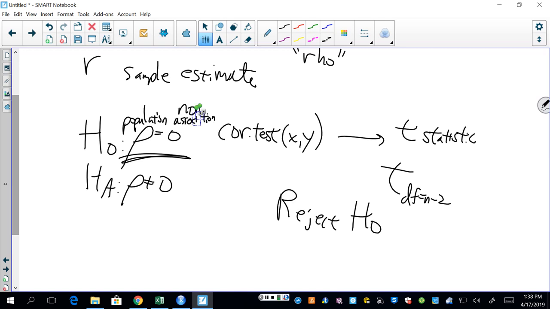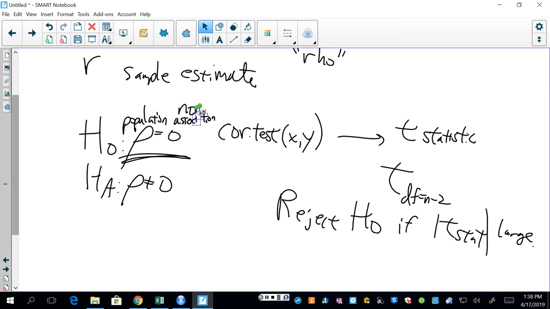We're going to reject H0 if our t statistic is large, for the absolute value of it. And we'll see that in some examples. There's a formula in the book for calculating that, and so you can reference that and use that at least in one problem. But let's look at an example.